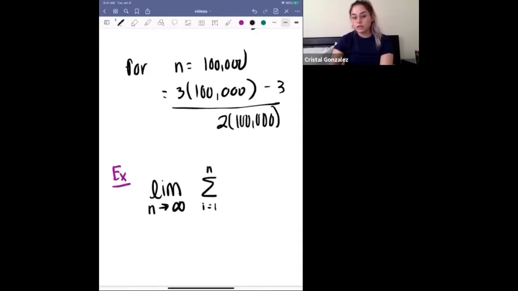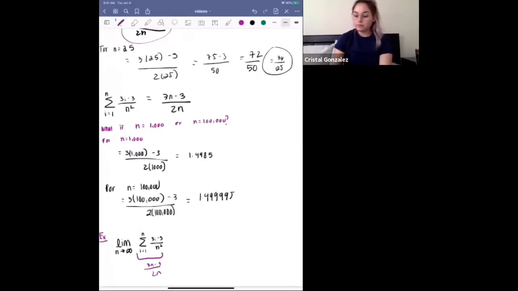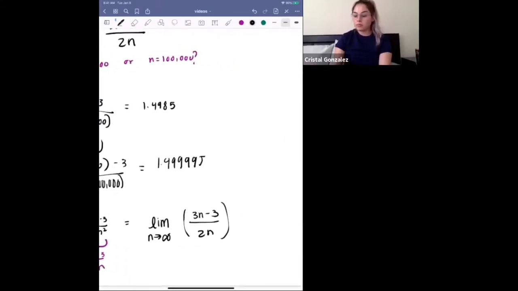And when you take the limit as n goes to infinity, you'll get the sum from i equals 1 to n of 3i minus 3 over n squared. So if I asked you, hey, evaluate the sum, how would you do it? Well, you already know what this part here is equal to. This was 3n minus 3 all over 2n. We found that out up here when we evaluated for n. And so then we'll get the limit as n goes to infinity of 3n minus 3 all over 2n. And I think you know where I'm going from here. Now it's just a limit problem.